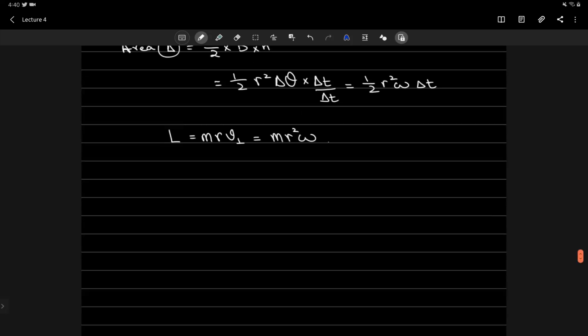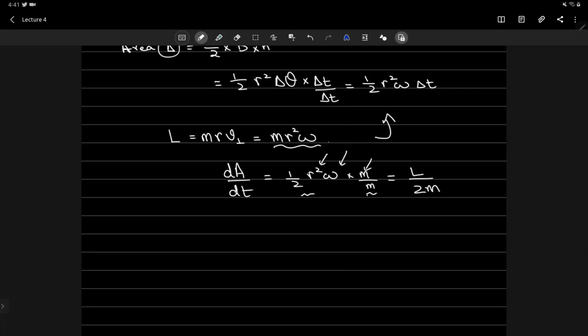So if I use this in the above equation, what I have is dA over dt would be equal to 1 by 2 r squared omega, and let's multiply and divide this with the mass. So I can now write this as m r squared omega, this makes up L, divided by just 2m, so 2m, right?